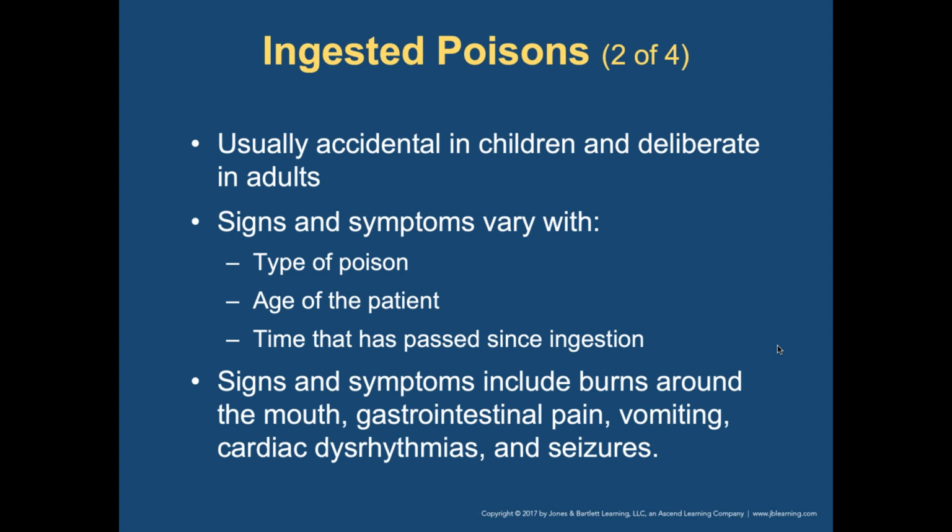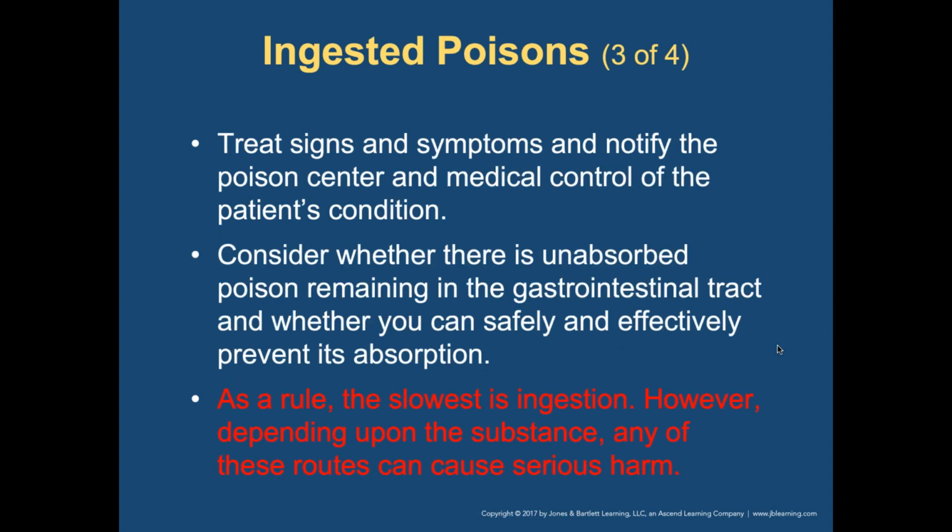Signs and symptoms, it really depends. Each one's going to show you, like I showed you a while ago on that chart. They all depend differently on what it is. But some of them include burns around the mouth, gastrointestinal pain, vomiting, cardiac dysrhythmia, and seizures. Seizures are going to be your worst because it's neurological. Y'all know that's coming. So if you see seizures in there, it's going to be pretty serious. It's going to be a fast exposure. So just kind of ponder and think on that.